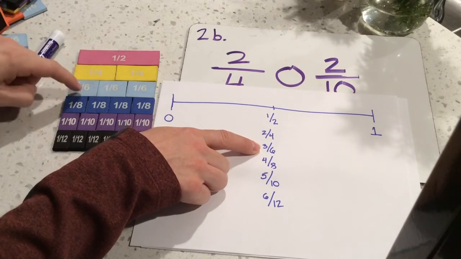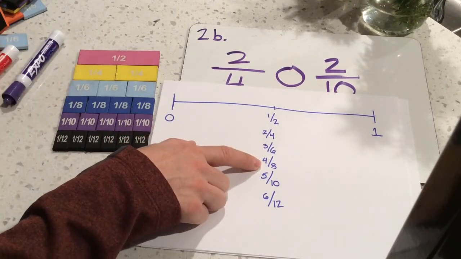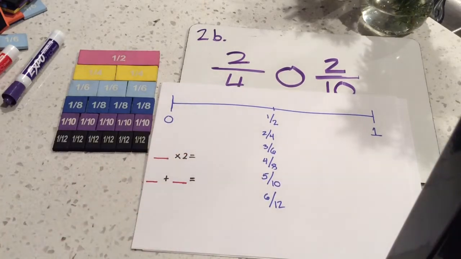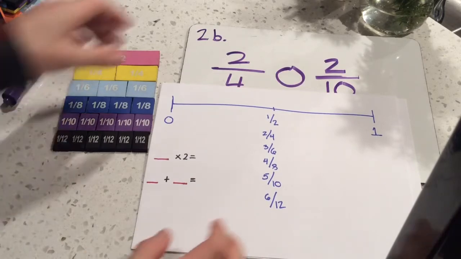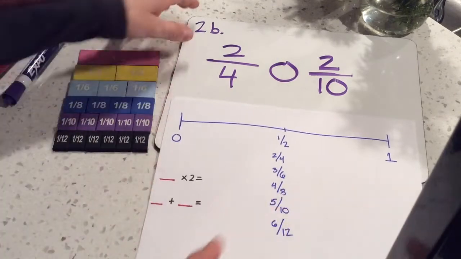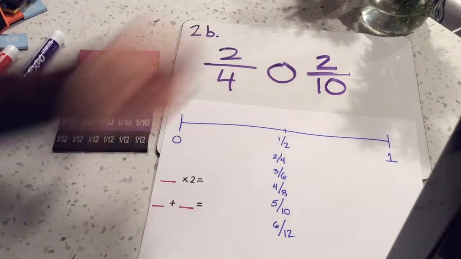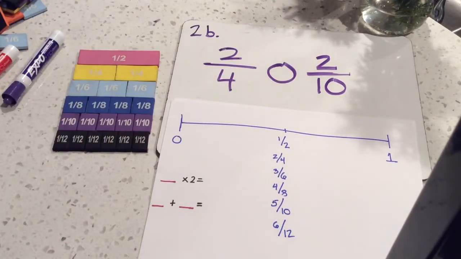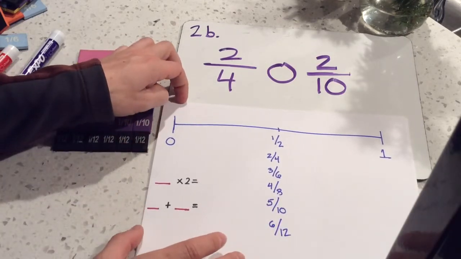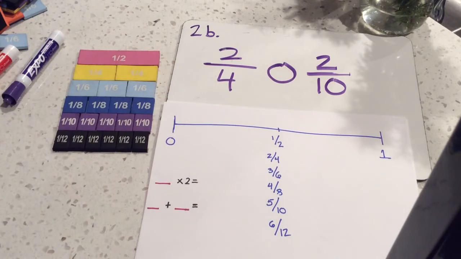3/6 is the same as 1/2. 4/8 is the same as 1/2. 5/10 and 6/12 are equivalent to 1/2. So this is really helpful, because if I can place these two fractions on a number line, it's going to create a visual of what fraction is larger than the other. And I'm going to show you how you can do that right now.